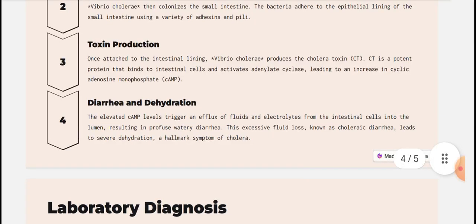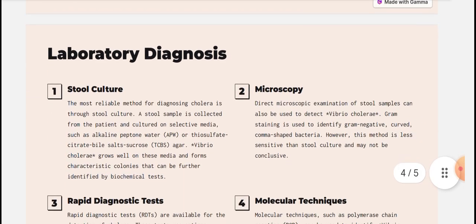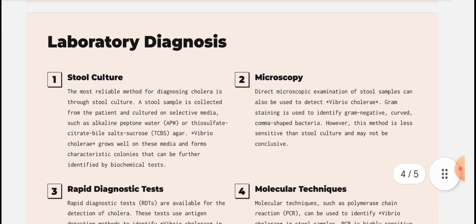severe dehydration. The very notable symptom of cholera is the rice water stool. The excreta of the infected patient is a profuse stool which resembles the texture of rice water, right? Remember.